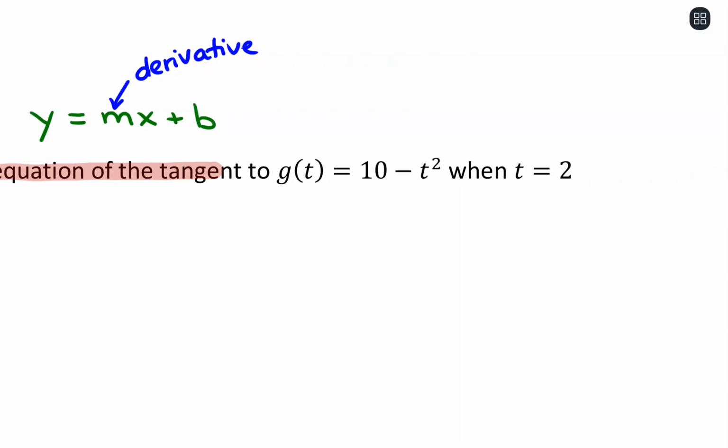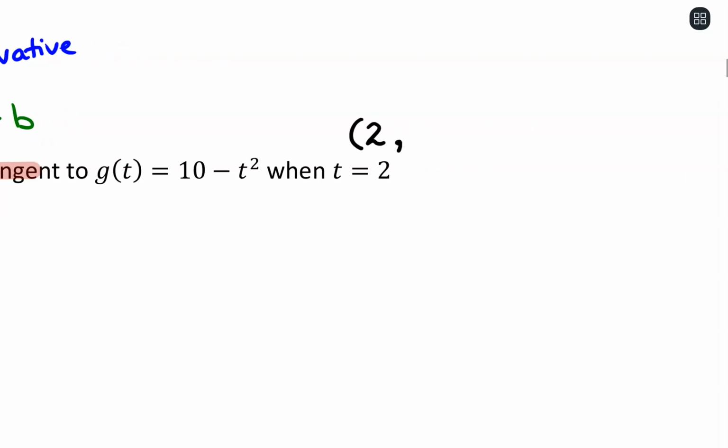So we have our function 10 minus t squared, and we're looking at when t is 2. What's even better, if they give you an input value, you'll end up wanting the full coordinate. So when t is 2, let's go ahead and see what happens when we look at g of 2. That would be 10 minus 2 squared, which is 10 minus 4, which is 6. So really we're looking at this coordinate (2, 6) on this 10 minus t squared function.